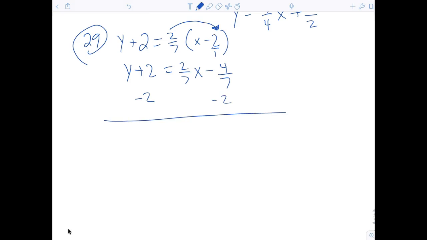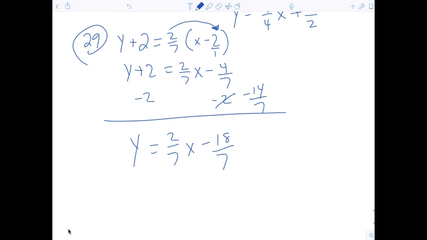Yes. So now, 2 is how many sevenths? Remember, if you have 2 pizzas, you cut them into 7 slices. 14. That's right. So this is negative 14 sevenths, which makes it 2 sevenths x minus 18 sevenths. All right, now again, today was a really good review of fractions. Also, you don't need a calculator for fractions.